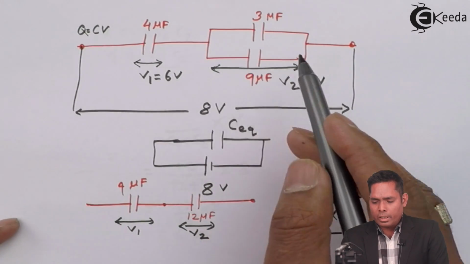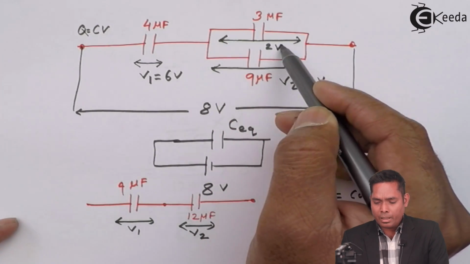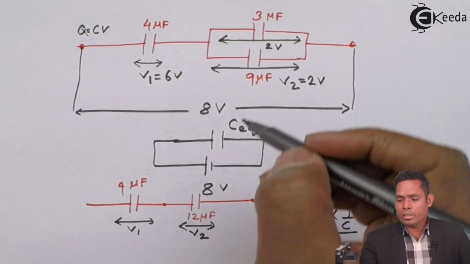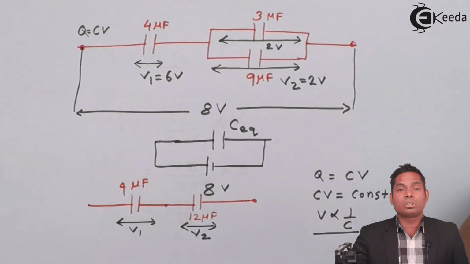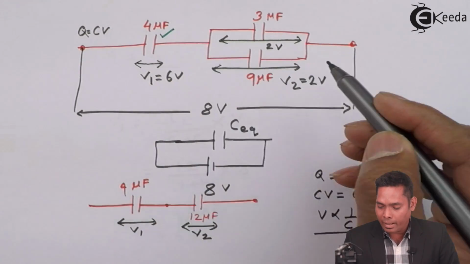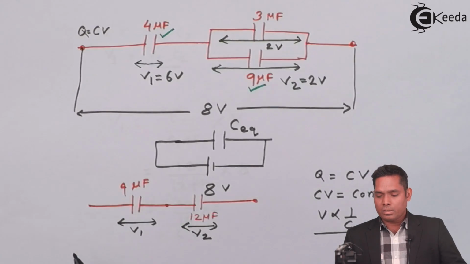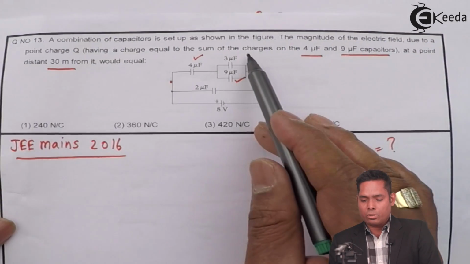If this is 2 volt, then this also has to be 2 volt here, because they are in parallel combinations. But we are not interested in this one. Our aim is to find how much charge is stored in the 4 microfarad and 9 microfarad capacitors. That is what is given in the question.